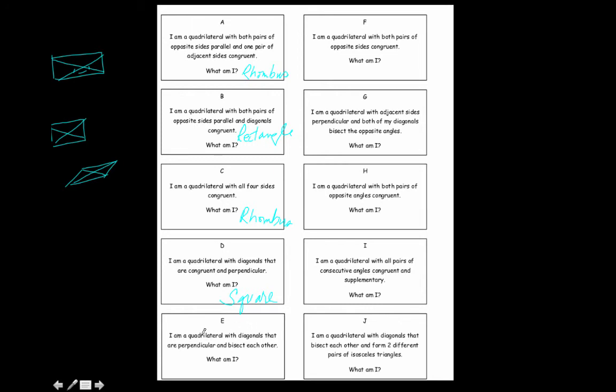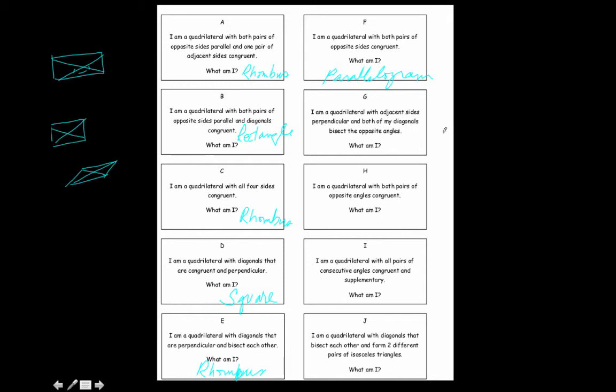I'm a quadrilateral with diagonals that are perpendicular, so that makes you a rhombus. They bisect each other, makes you a parallelogram, so this is rhombus. Both pairs of opposite sides are congruent. That's part of the kind of definition we came up with for parallelogram, but there's no other information here, so parallelogram is the best you can do.